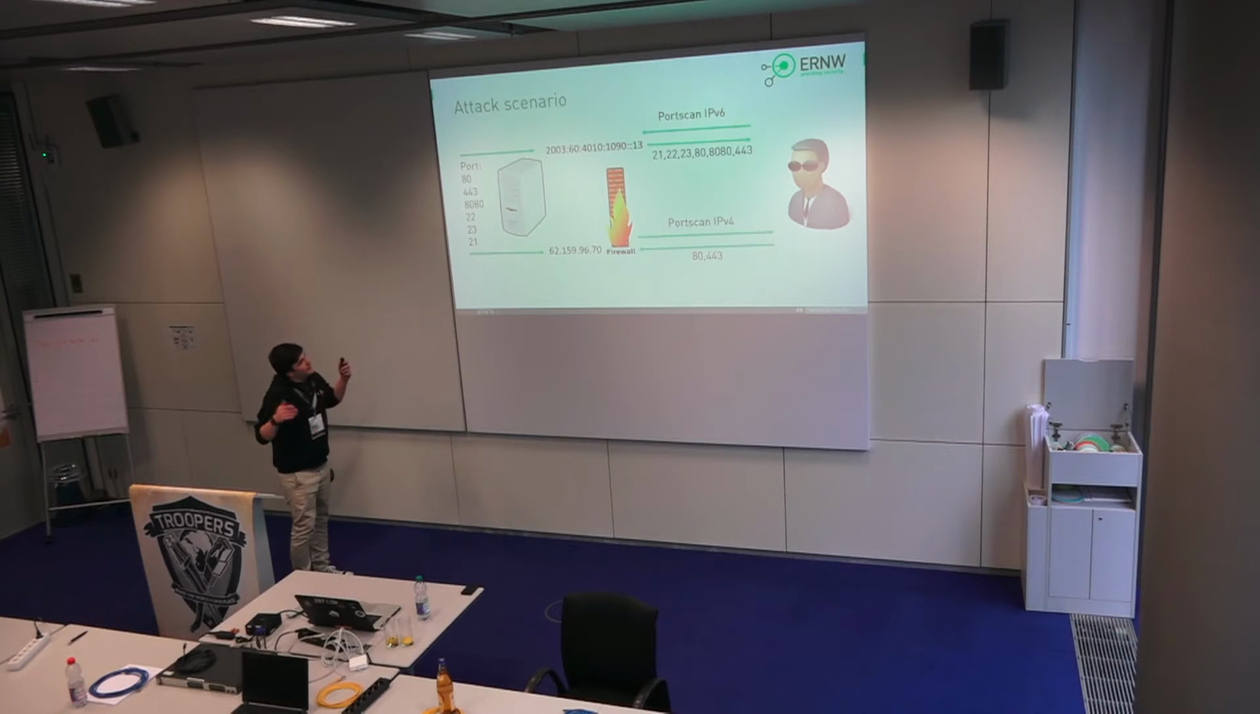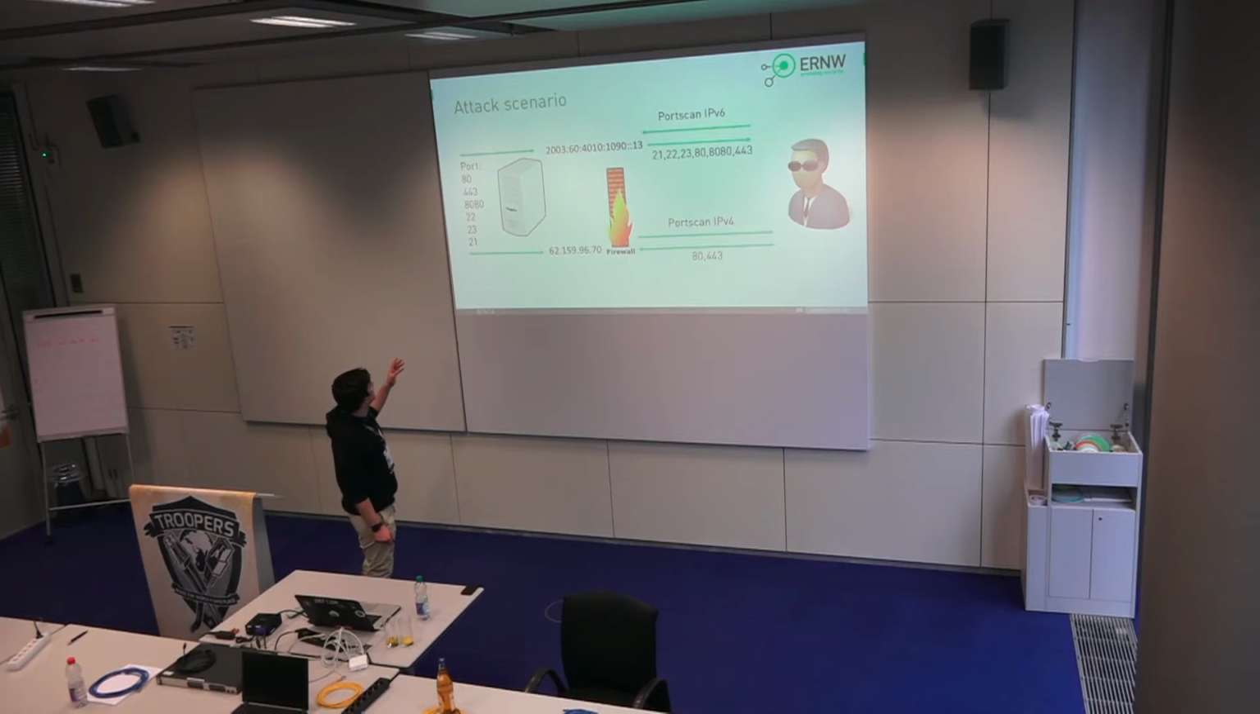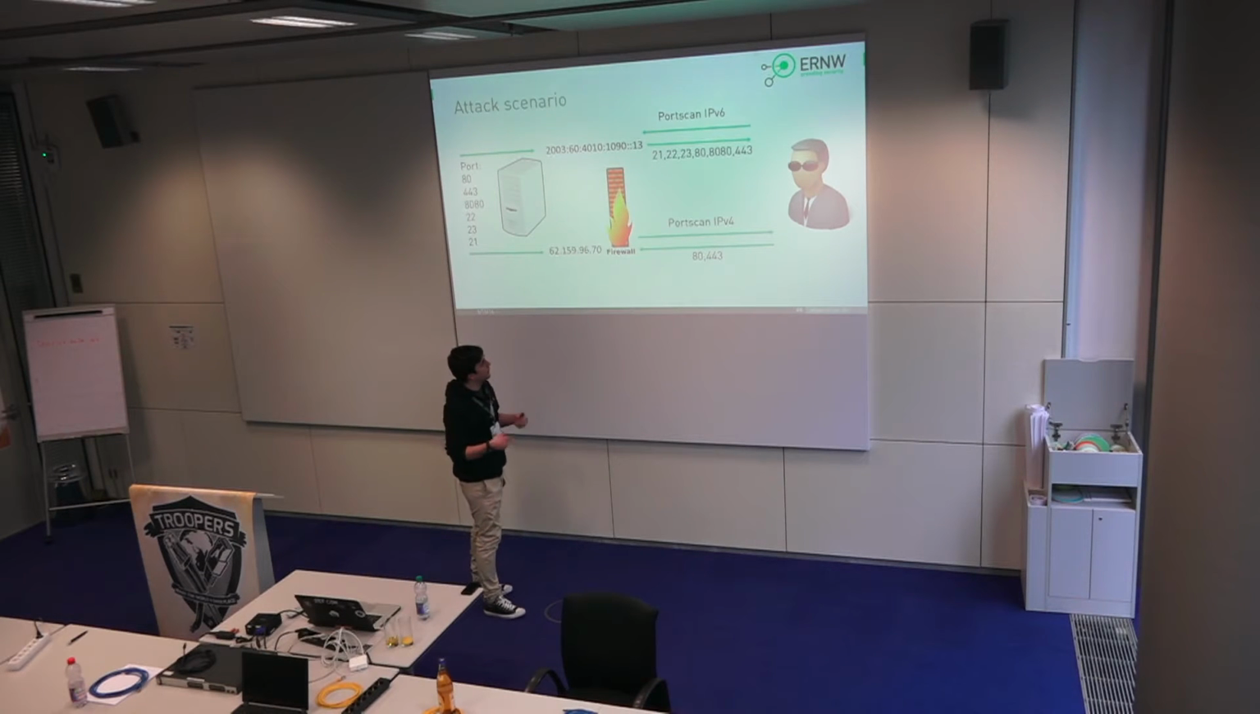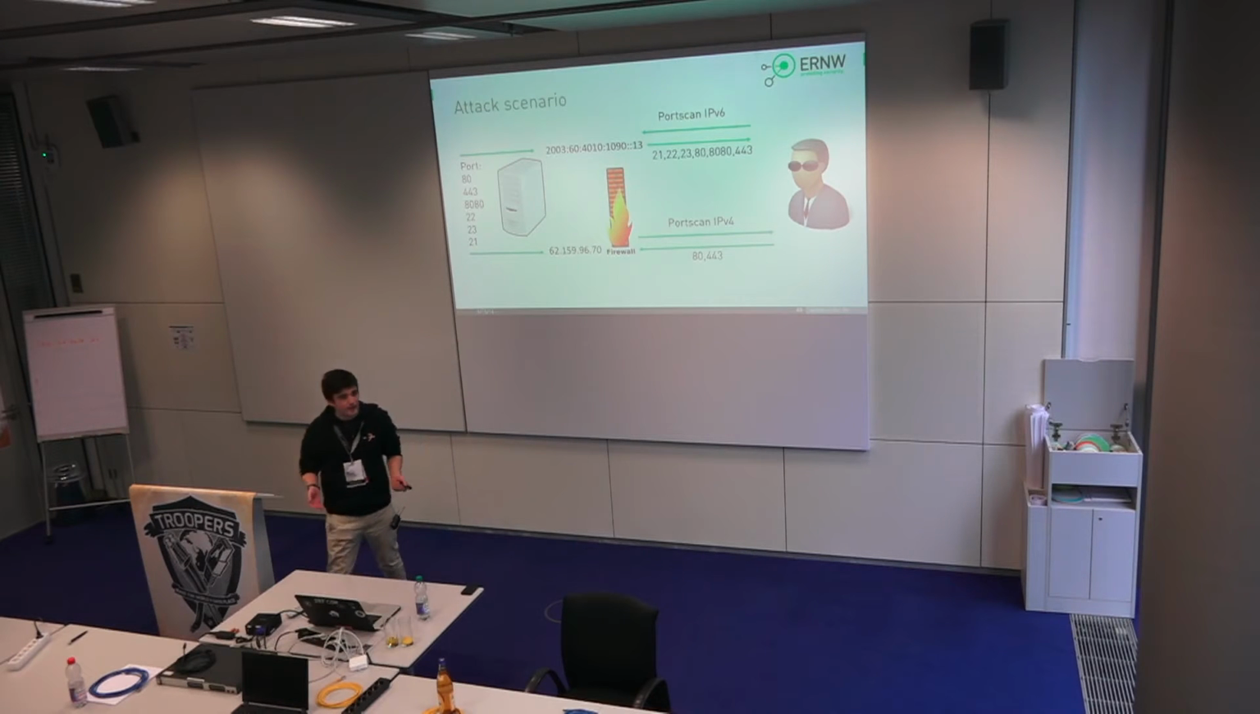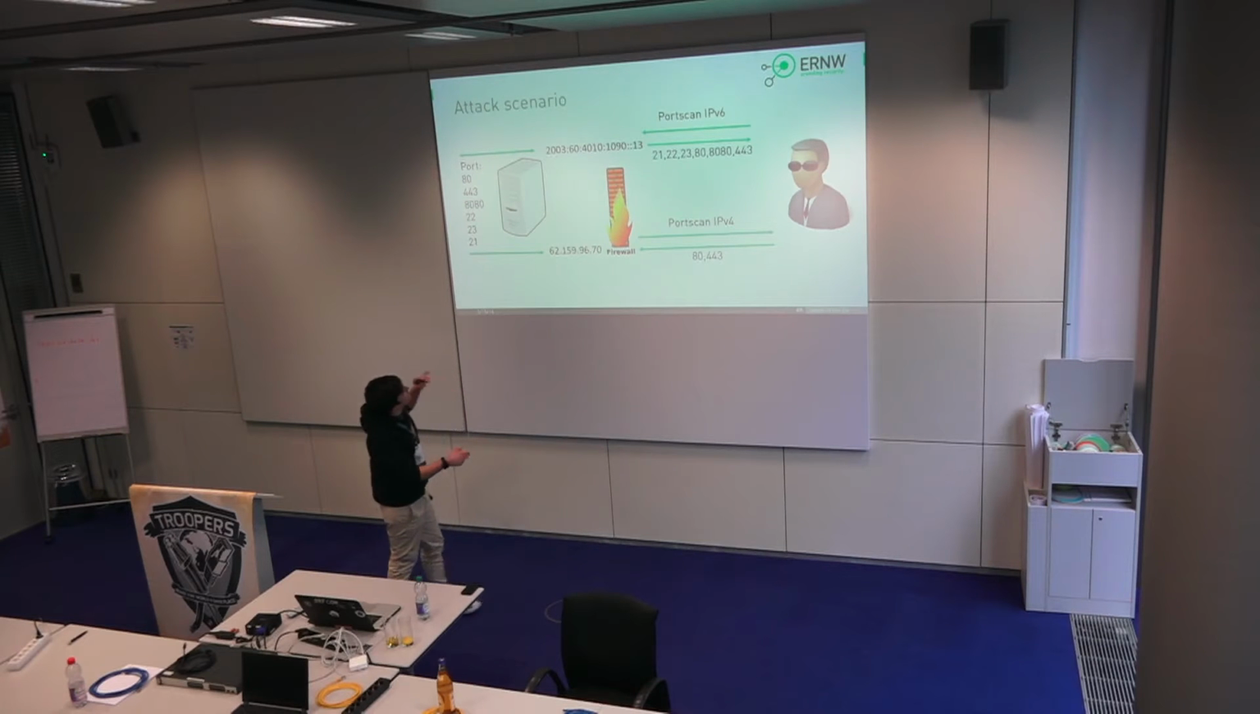So, an attack scenario, as I thought about it, could look like this. You have a server on the left side, and the server offers some services on ports 80, 443, 8080, 22, 23, and so on. The server is performing dual stack, and for the IPv4 address, there are firewall rules which only allow 80 and 443 and block all the other ones. While there is no firewall for IPv6, it could look like this.